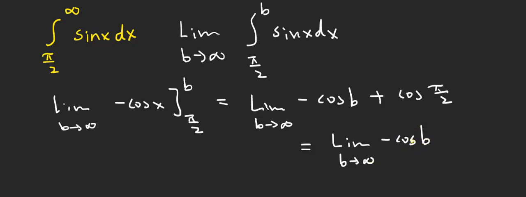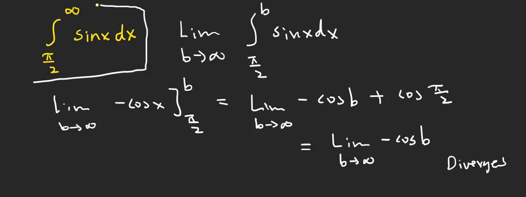So what happens to cosine as b goes to infinity? Well, as b goes to infinity, cosine fluctuates between negative 1 and 1. So you don't get to a finite value. It just fluctuates between negative 1 and 1. So therefore this diverges. We could say that this integral diverges.